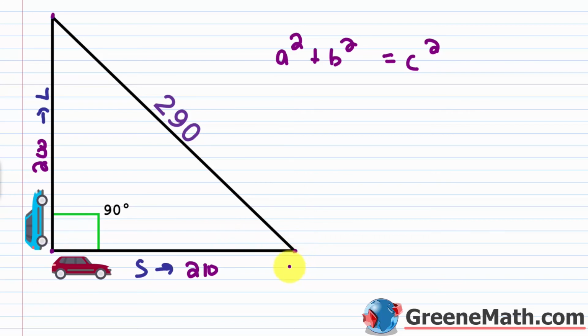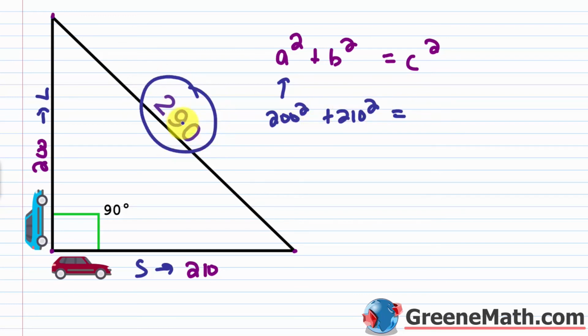So again, we know about the right triangle. If this is 200 and this is 210, plugging in, if we sum those two squares, it should be this guy right here squared. So is that true? 200 squared is what? Well, punch that up on a calculator, you're going to get 40,000, okay? 210 squared, punch that up on a calculator, you're going to get 44,100.